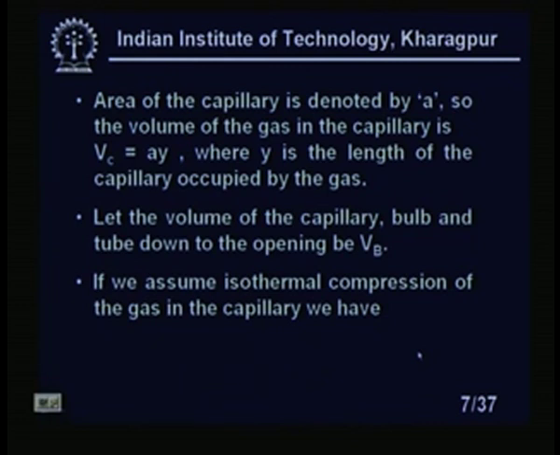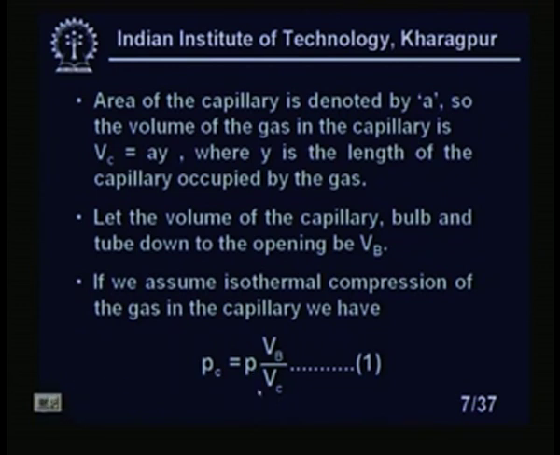If we assume the isothermal compression of the gas in the capillary, we can write that Pc, that means the gas which is compressed, over P, actually that which we want to measure, equals Vb, the bulb volume, divided by Vc, the capillary volume, is equation number 1, right.